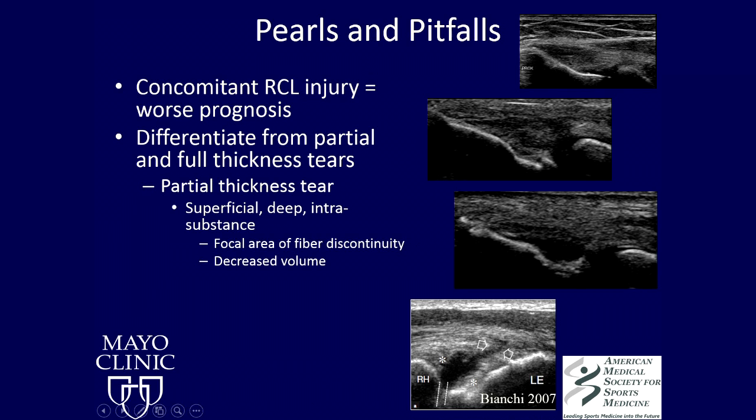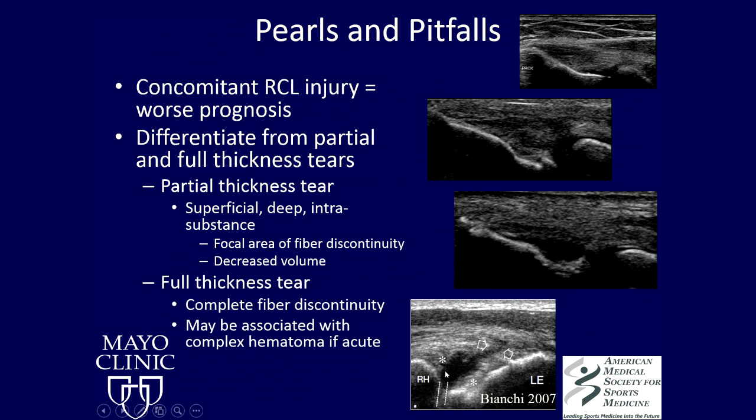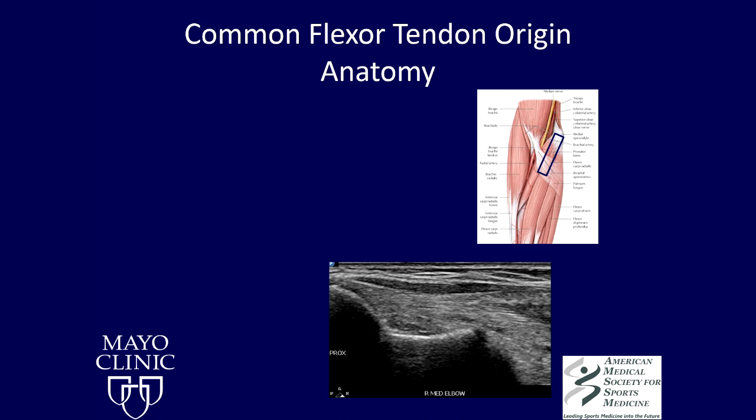You also want to differentiate partial thickness tears from full thickness tears. A partial thickness tear can be superficial, deep, or intrasubstance, and what you'll see is a focal area of fiber discontinuity and decreased volume. So here you can see a partial thickness intrasubstance tear. Here you can see a partial thickness tear that's affecting the radiocollateral ligament and going up into the actual extensor tendon fibers. And here you will see a complete tear of that common extensor tendon origin with complete fiber discontinuity, and frequently these are associated with a hematoma when that's acute.